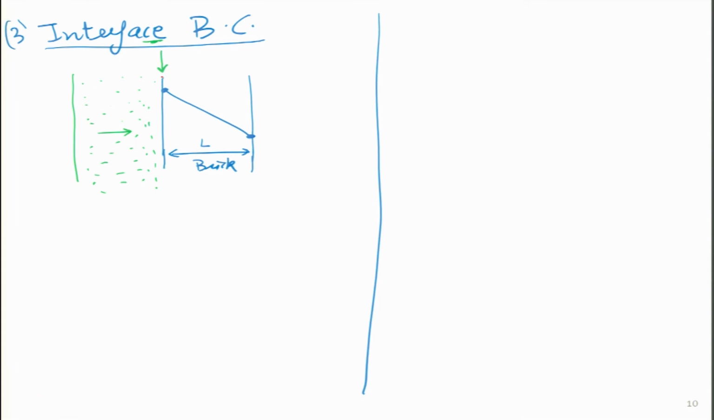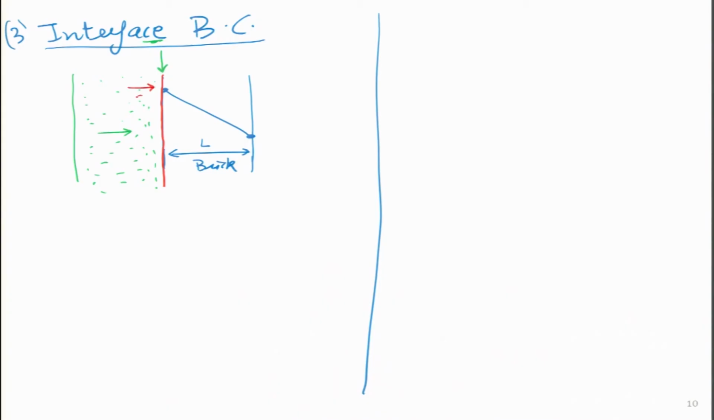Let me draw it in a different color. So, this red line over here is the interface. What boundary condition can I put for the interface? Again, energy conservation is always true. So, whatever q dot is coming over here has to be equal to this q dot over here. If I call it q dot A, that is equal to q dot B. So, this is wall A, this is wall B.